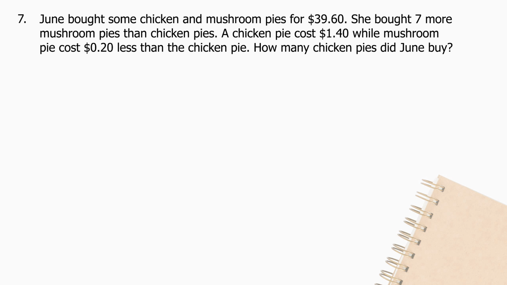Question 7. June bought some chicken and mushroom pies for $39.60. She bought 7 more mushroom pies than chicken pies. A chicken pie cost $1.40, while a mushroom pie cost 20 cents less than the chicken pie. How many chicken pies did June buy?